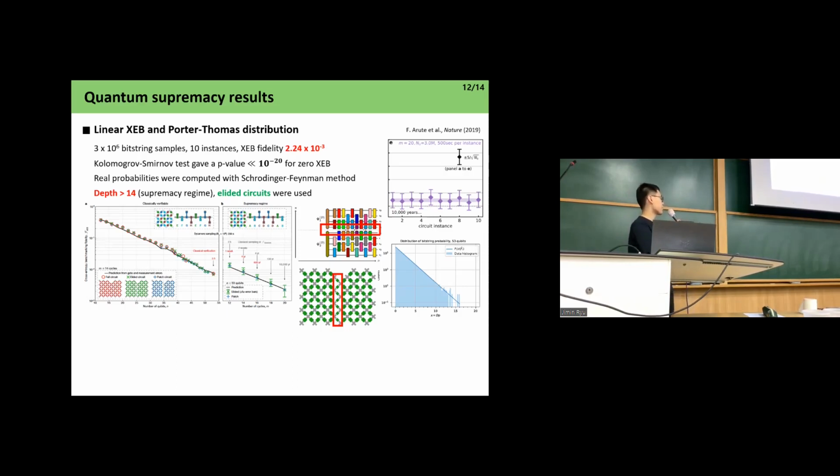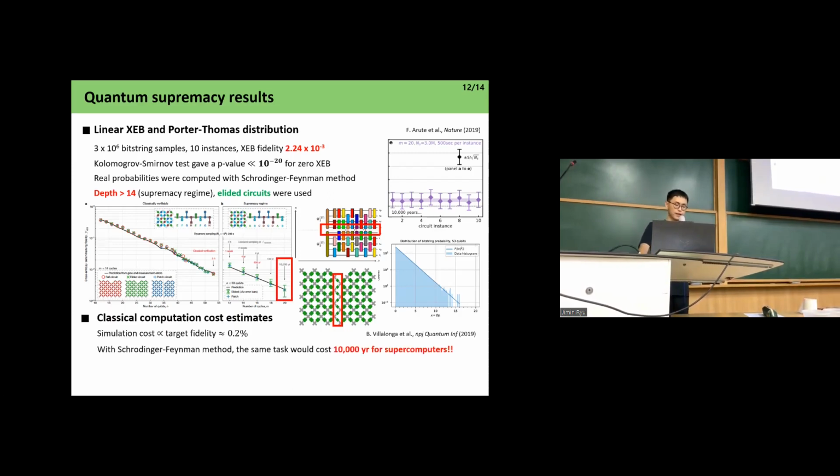So we can claim that we have achieved quantum supremacy by deriving non-zero XCB fidelity even in those huge instances where no supercomputers can compute. So Google estimated that for 53 qubits and 20 cycles, it would take 10,000 years for the world's best supercomputer to compute this similar XCB probability.